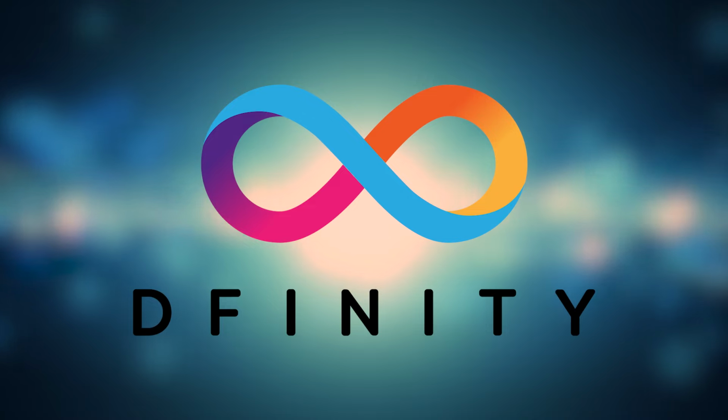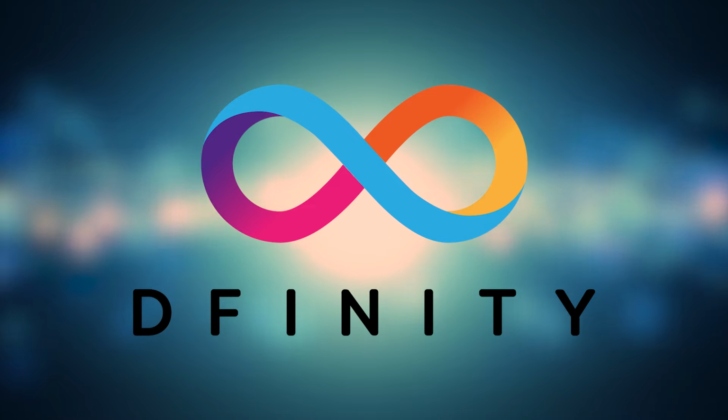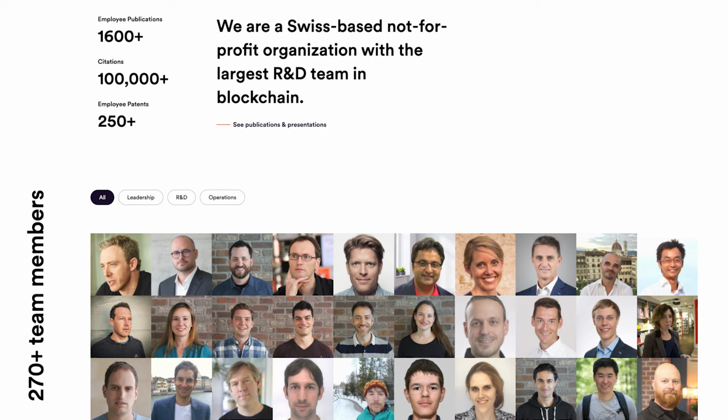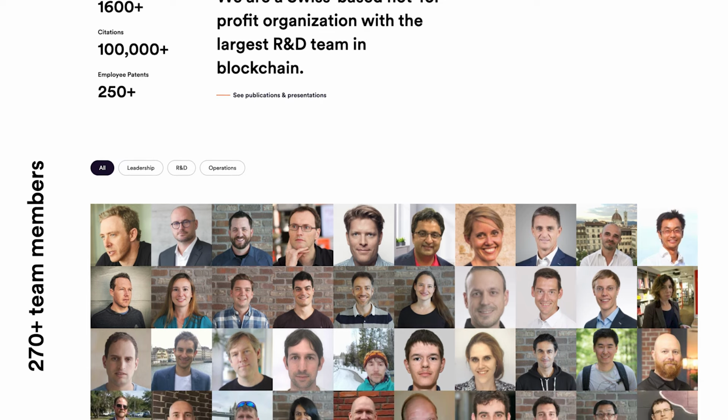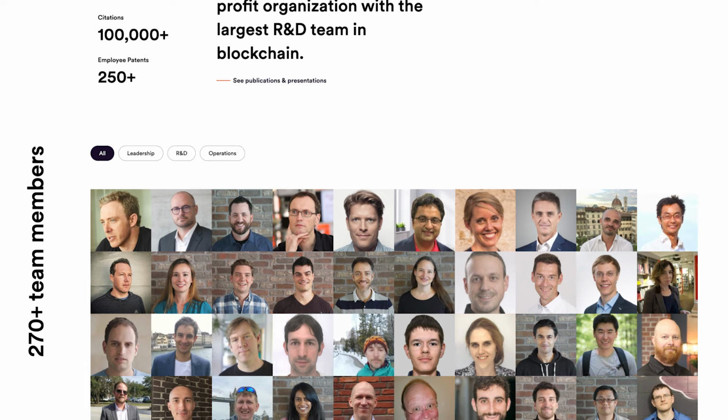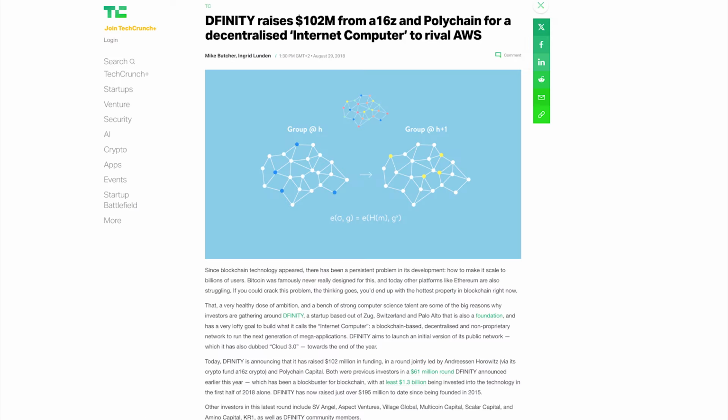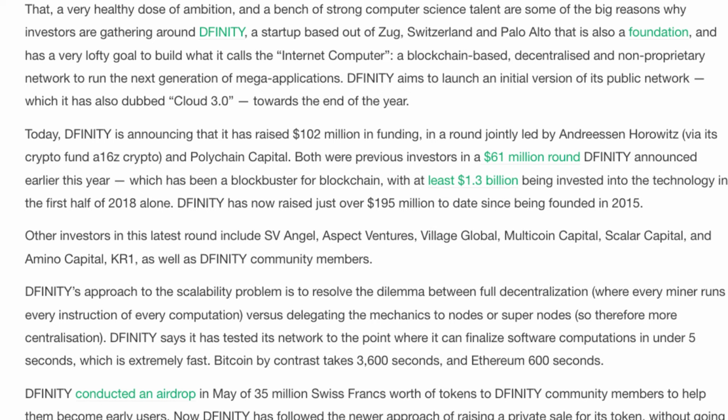Before its launch, the Internet Computer Project was commonly referred to as DFINITY. This is because an organization called the DFINITY Foundation is leading the development of the Internet Computer blockchain. Venture capital investors were extremely bullish on the project, as DFINITY managed to raise roughly $195 million to fund development.